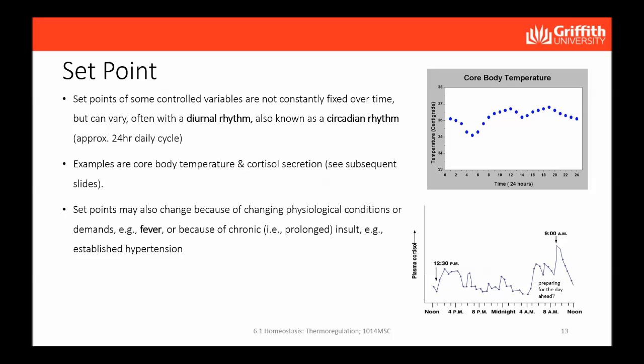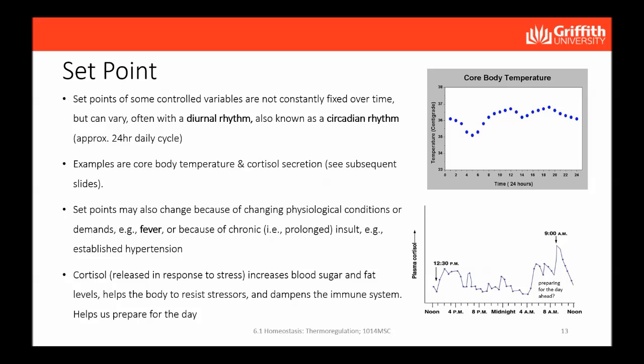The two graphs on the right-hand side show how the core body temperature and the plasma cortisol levels change during different times of day. A healthy human body fluctuates approximately 1 degree centigrade in 24 hours, lowest in the early morning and highest in the late afternoon. Cortisol is an anti-inflammatory hormone that is released in response to stress. It increases blood sugar and fat levels in the blood and helps the body to resist stresses and dampens the immune system. The plasma levels of cortisol are highest in the mornings, as it helps us prepare for the day ahead.